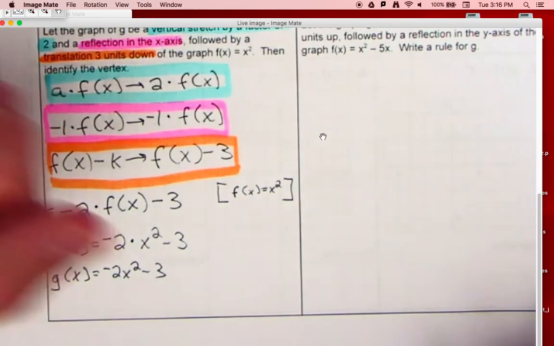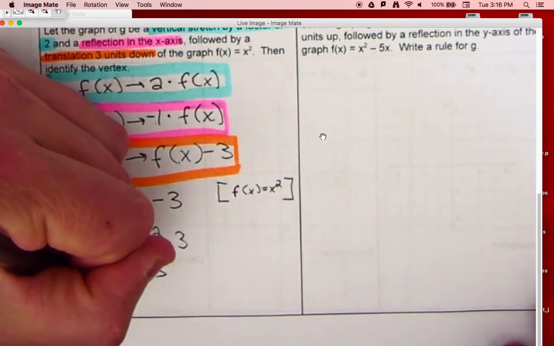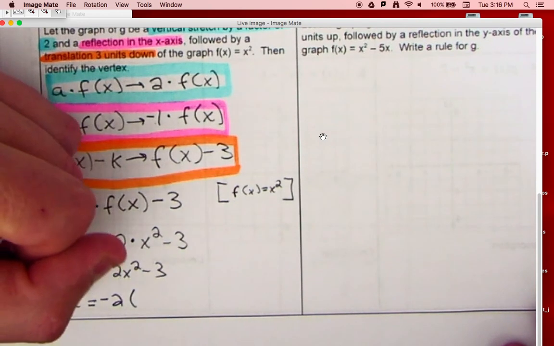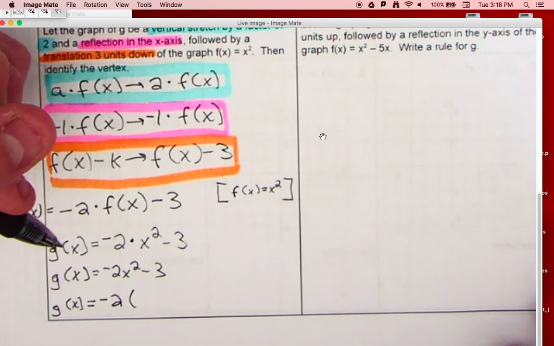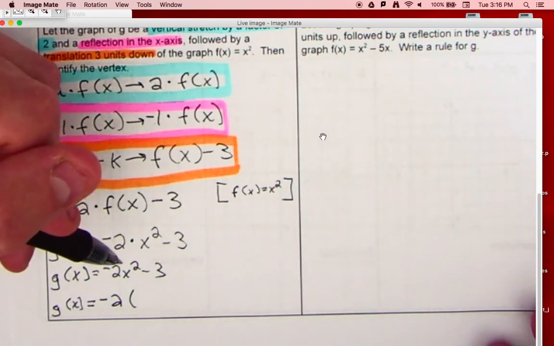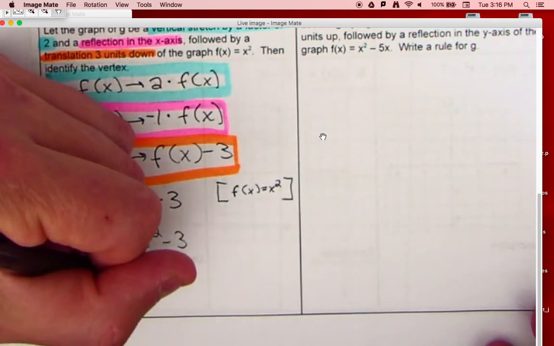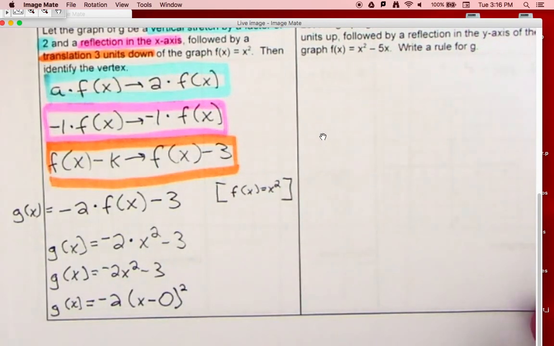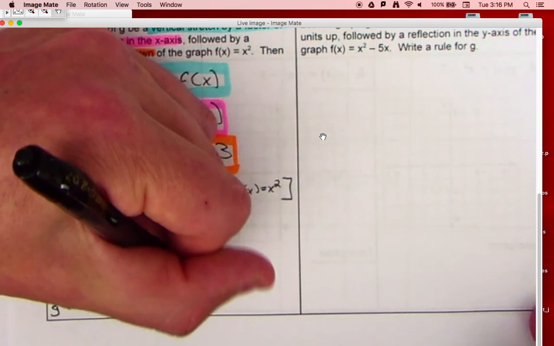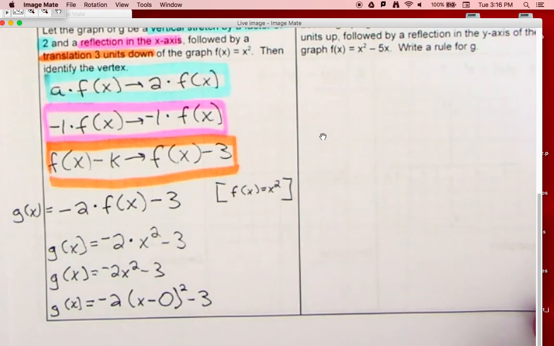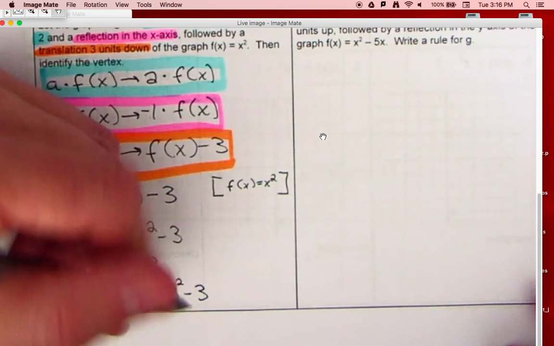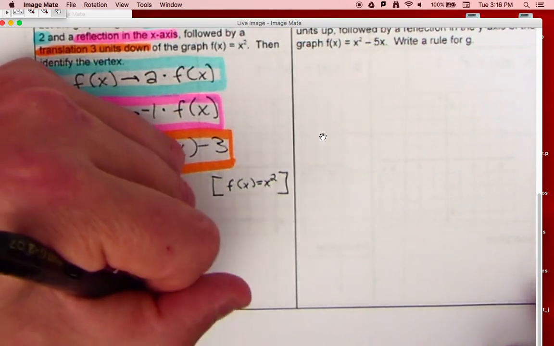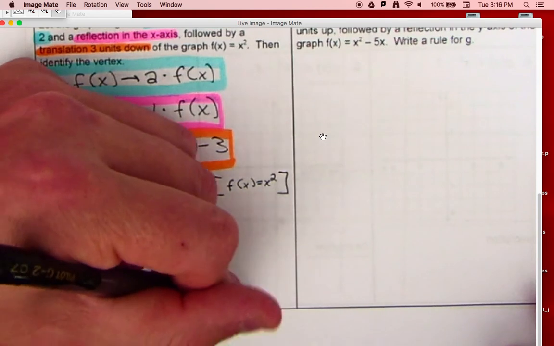So what we need to do is manipulate this in such a way that we do not change the overall value. Well, the best way to manipulate it so we don't change the overall value is to subtract 0, because x minus 0 is the same thing as x. And then we can go -3. What does this tell us now? This tells us our vertex is at 0, -3. Okay?